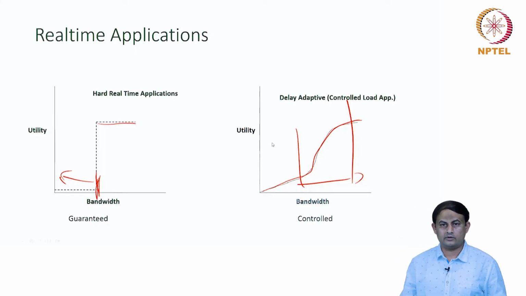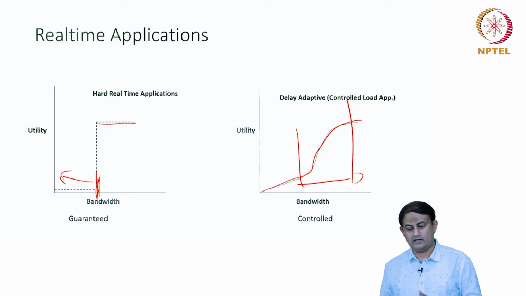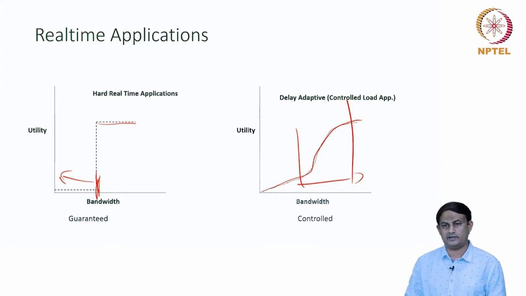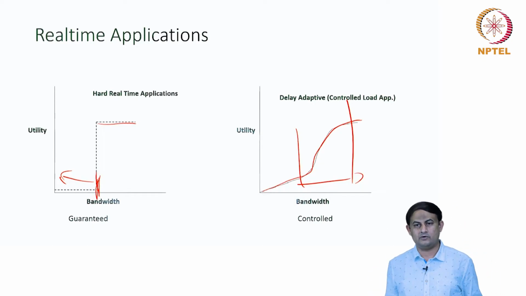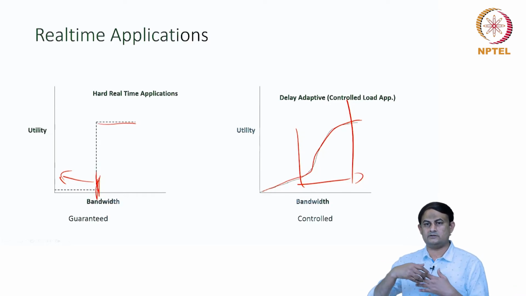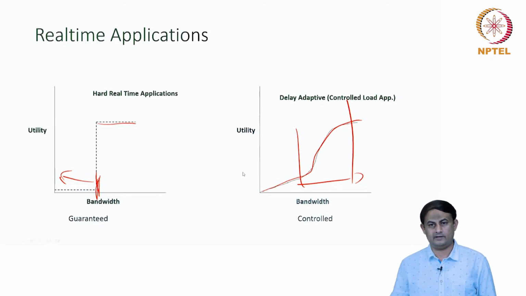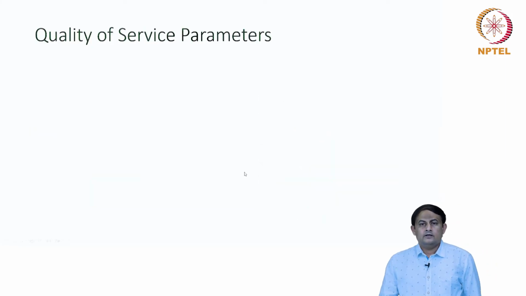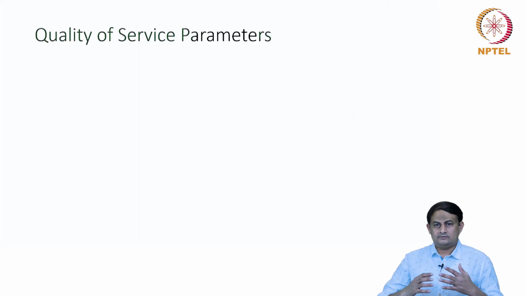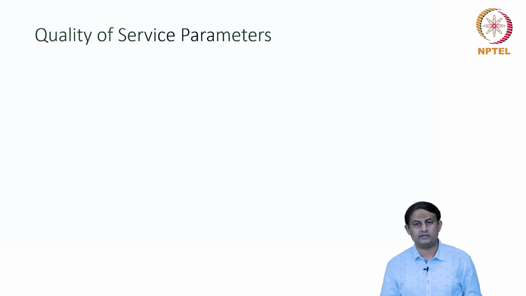So depending upon the application type, whether it is a hard real-time or a delay adaptive real-time application, I can decide what kind of quality of service I want to provide for this particular application. And I can make the routers in the network aware that so-and-so application is running, it is of this type, and you need to provide this kind of service to that application. So different applications require different kinds of quality of service.